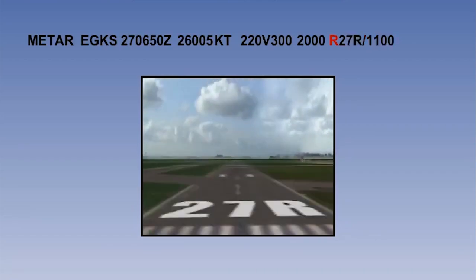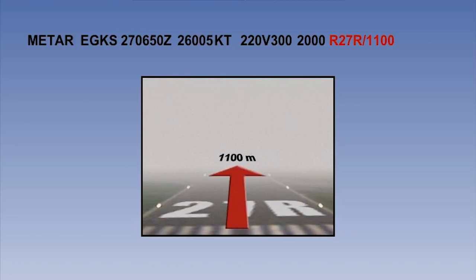This group starts with the letter R, and then goes on to give the runway in use, followed by the threshold visibility. In our example at Kingsbridge, let us consider a MET visibility of 2000 meters, with an RVR on runway 27 right of 1100 meters.